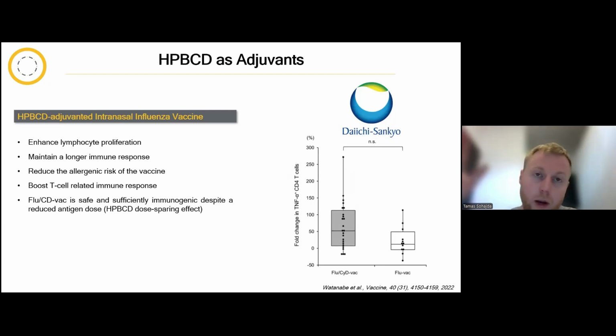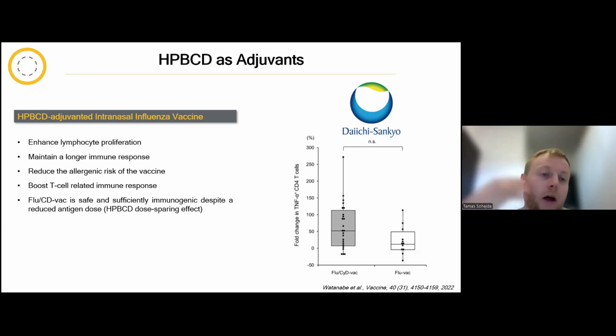And now we are crossing the line. So the products onwards are not veterinary anymore. These are human studies. Daiichi Sankyo decided to explore a bit more how this particular cyclodextrin can be used as a vaccine adjuvant. What they developed was an intranasal influenza vaccine. And luckily, these are more recent studies. As you can see, it's very recent, just a few years ago.